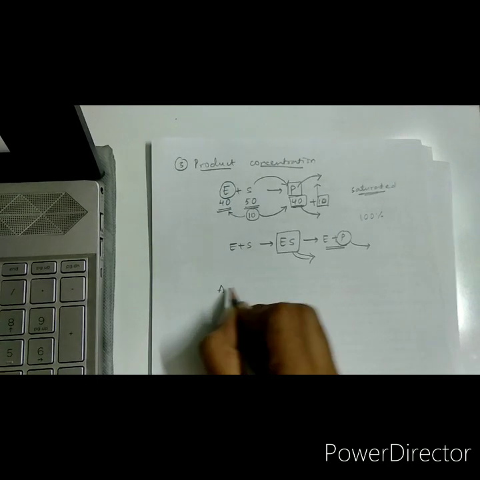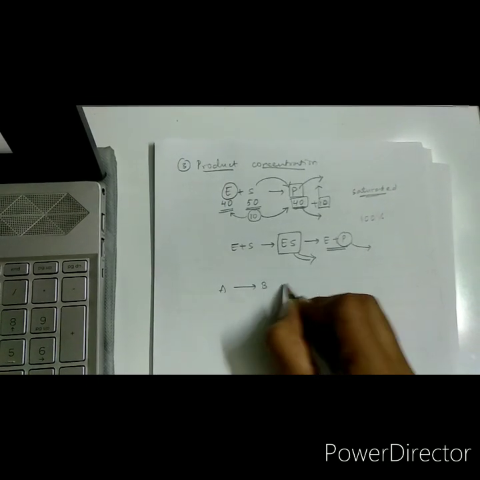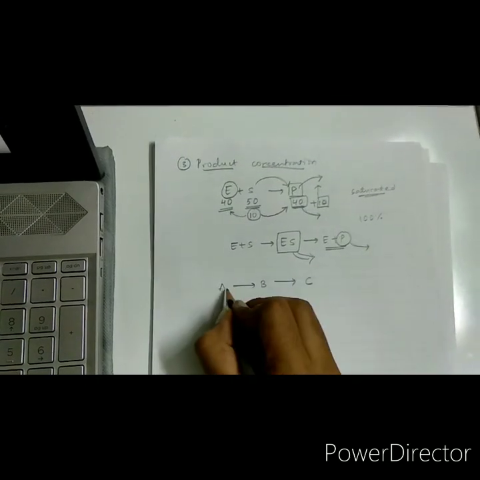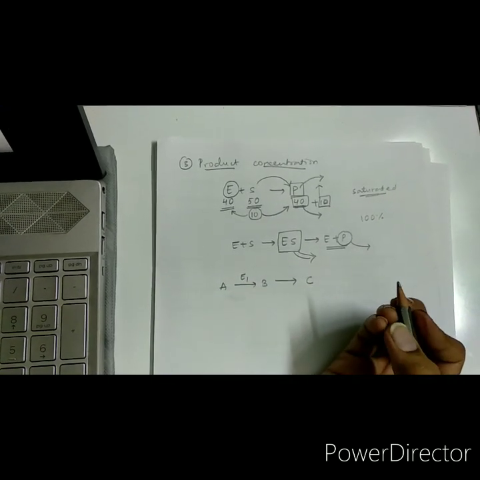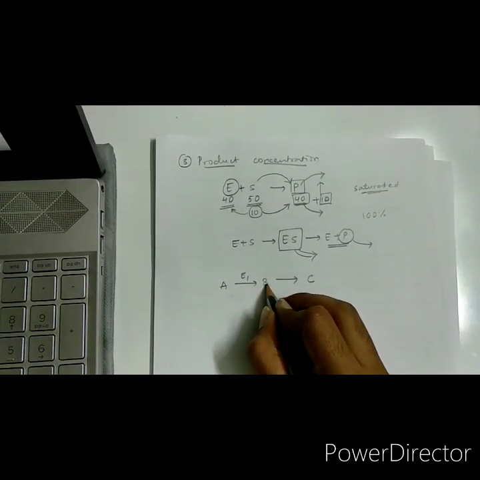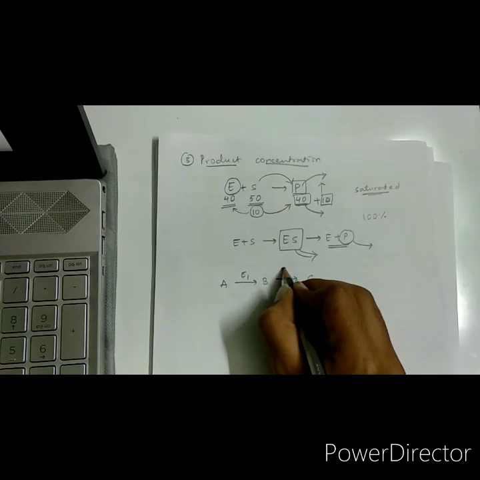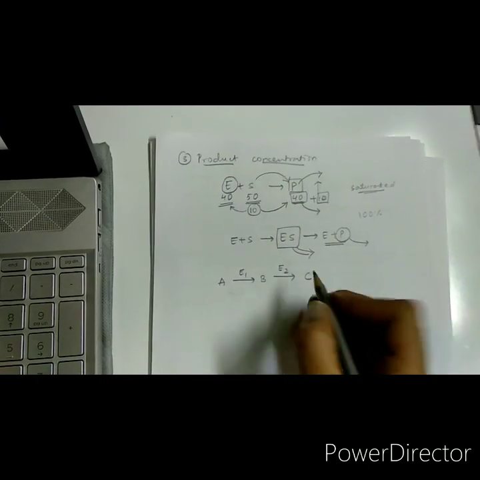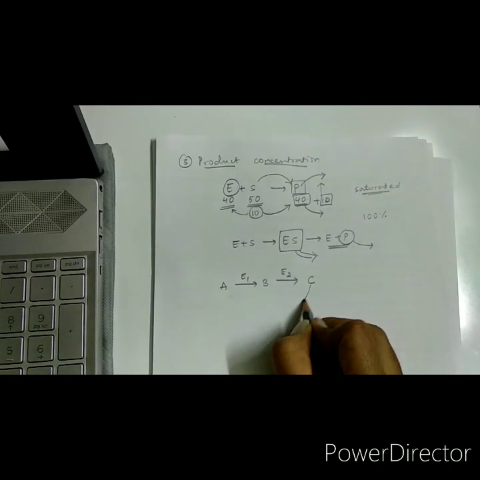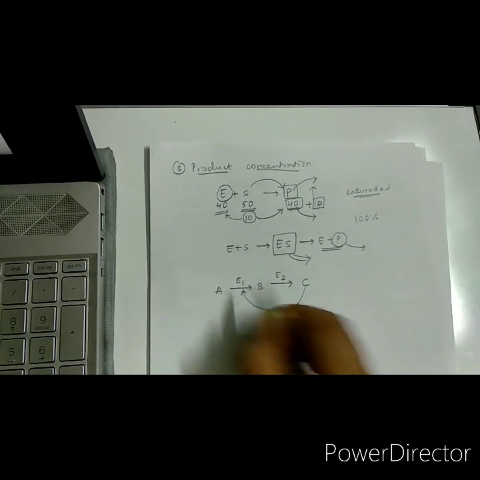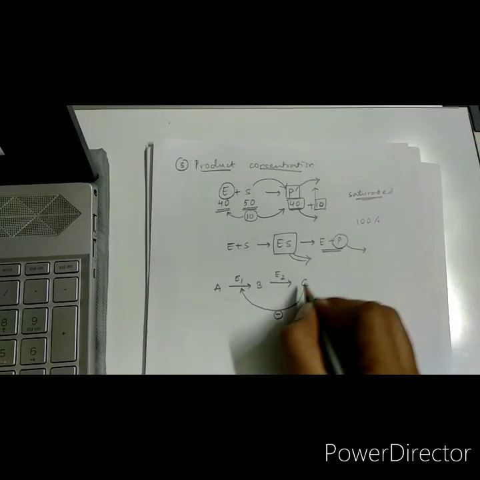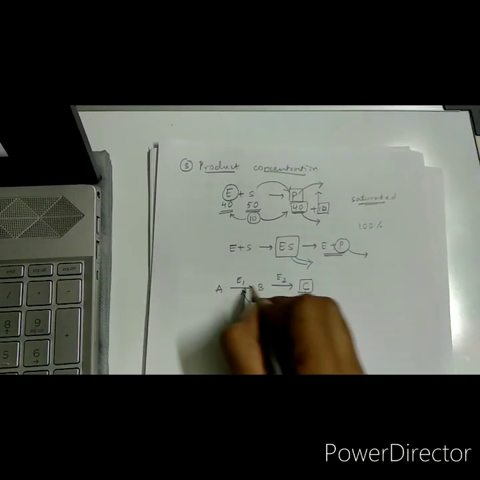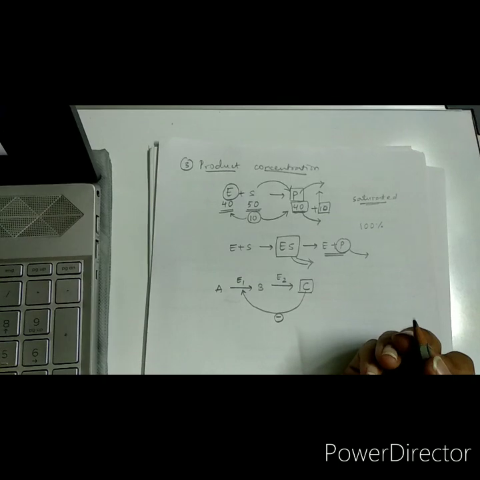You can see A to B, B to C. For this reaction A to B, let us consider that the E1 enzyme is responsible, and from B to C, the E2 enzyme is responsible. Now this C sometimes tries to inhibit. This sign represents inhibition. So this C product will inhibit the enzyme E1.